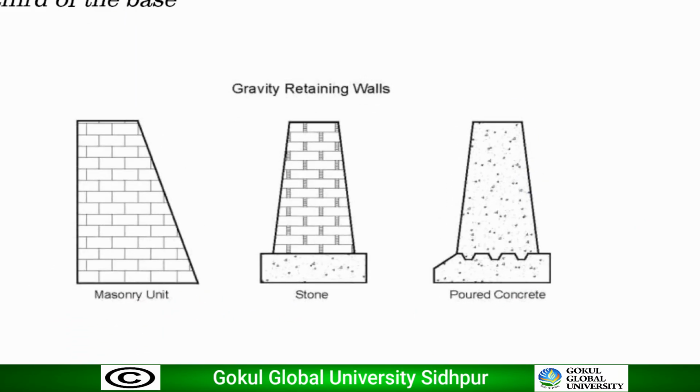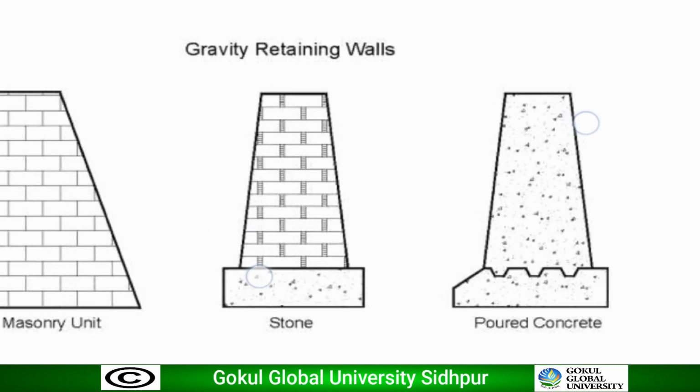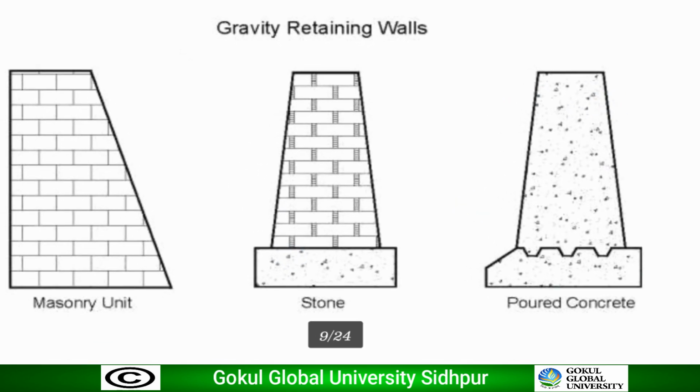We can say that the gravity retaining wall is made of plain concrete, masonry units or stone types. We can see that in the figure. Gravity wall, retaining wall, masonry unit. Second one is stone unit, and third one is plain concrete.